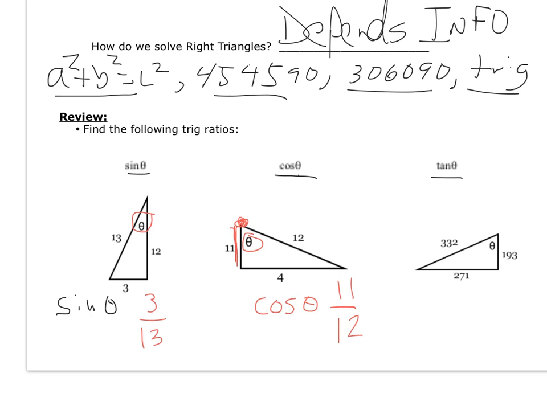And then tangent. Tangent is the opposite leg over the hypotenuse, or excuse me, opposite leg over the adjacent leg, excuse me. And so there's our angle that I've circled in red. And so the tangent of theta is the opposite leg, which is 271 over 193. And so that's that tangent ratio. Again, these were just like what was in the previous notes. So let's go ahead and go on to the next page.